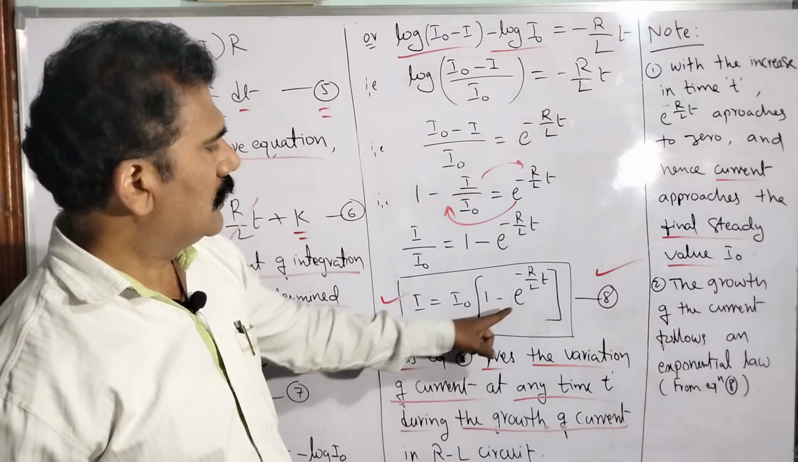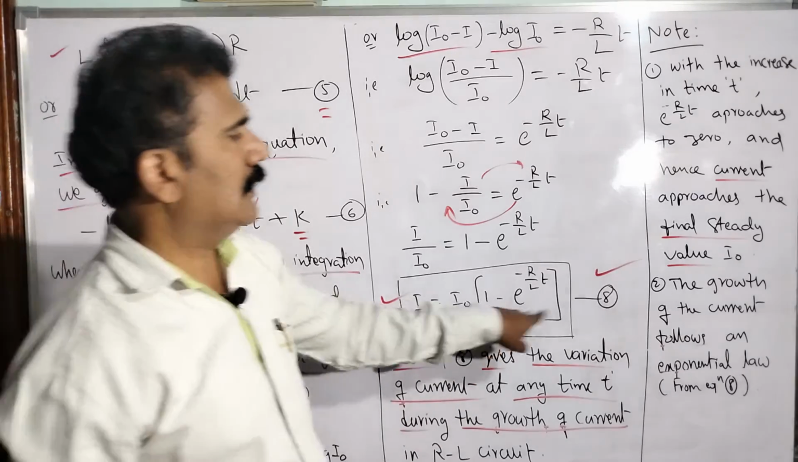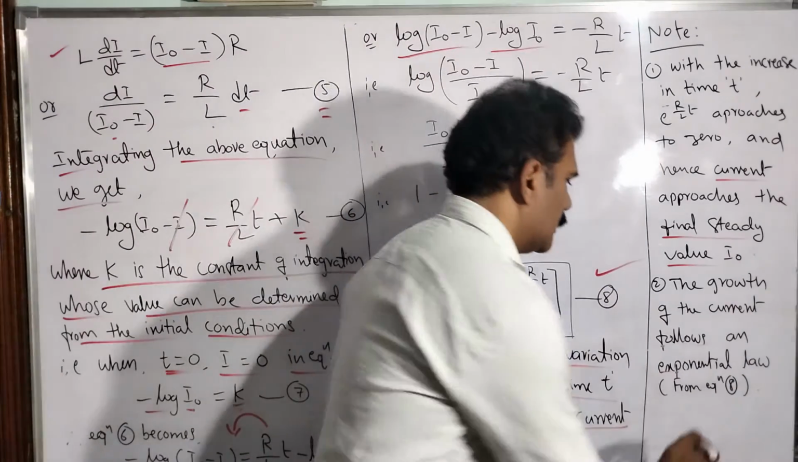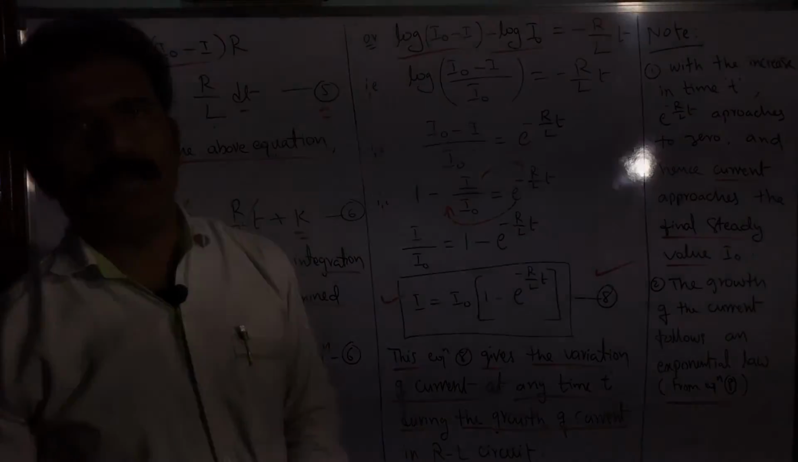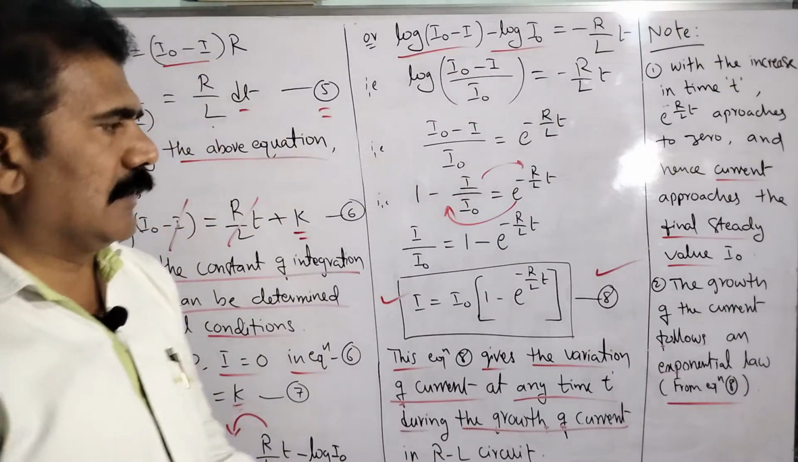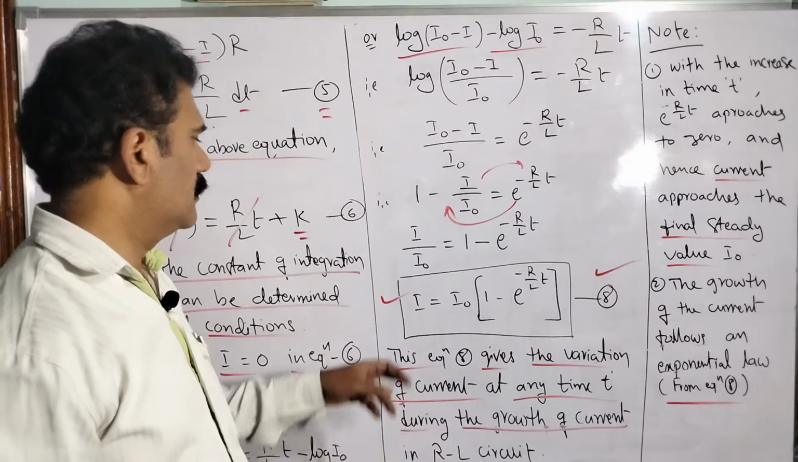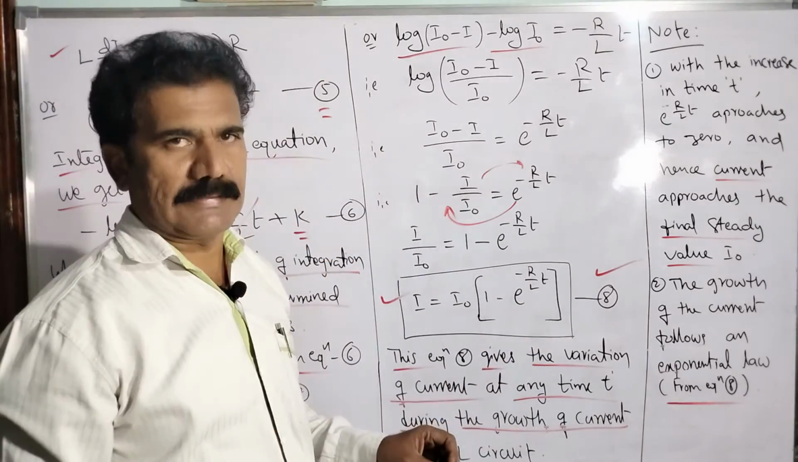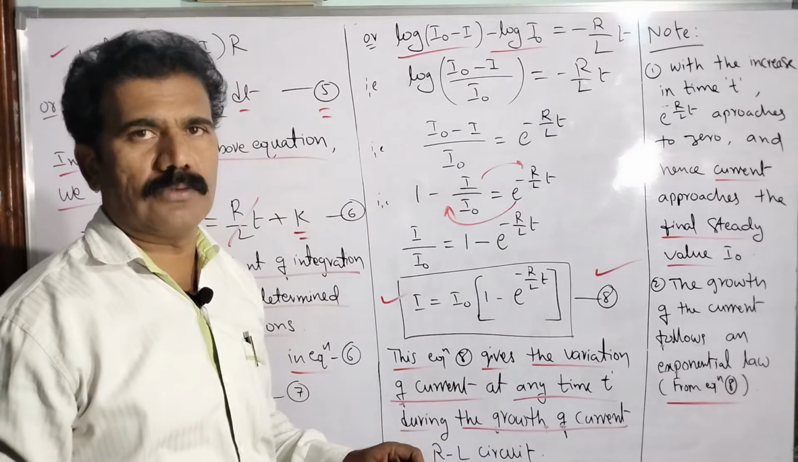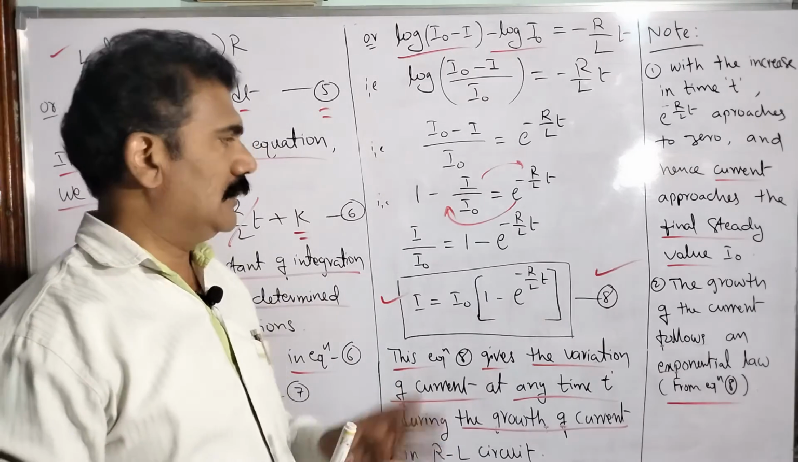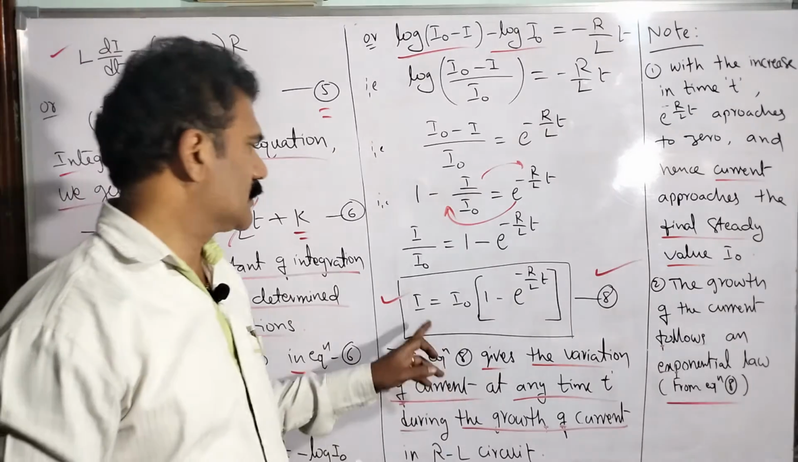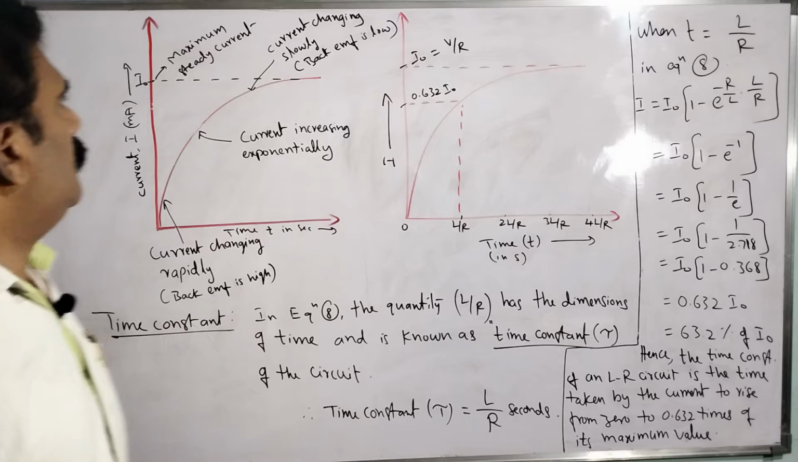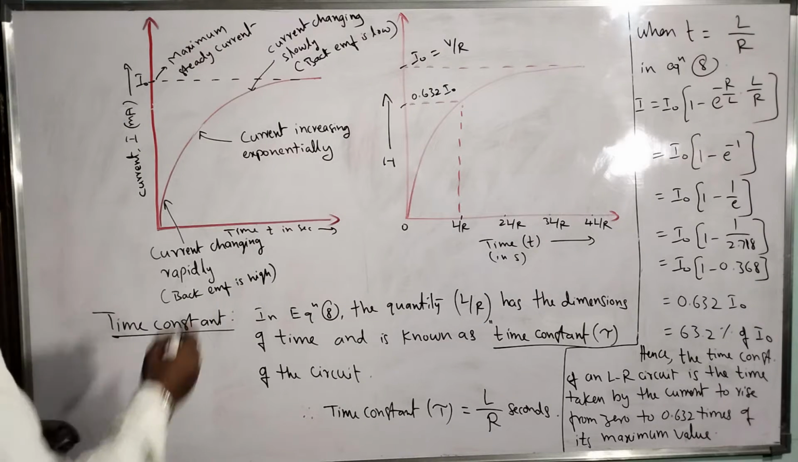Again from equation 8, because of the exponential term we can say that the growth of the current follows an exponential law. Mathematically it follows the exponential law. So if you plot the graph for the variation of current with respect to time, there should be an exponential increase. That is the growth of the current during the transient period. Now let us see the graph of variation of I versus time.